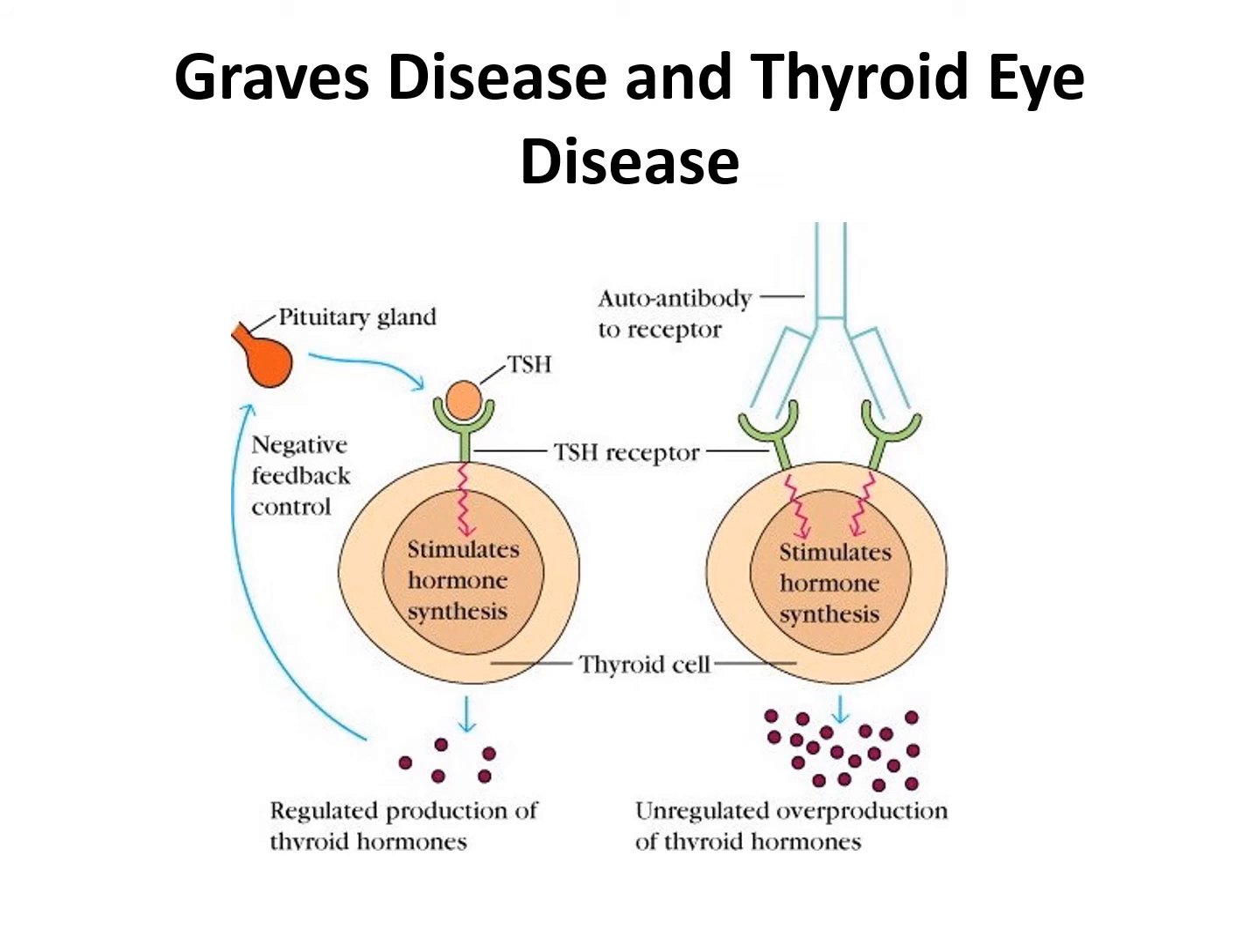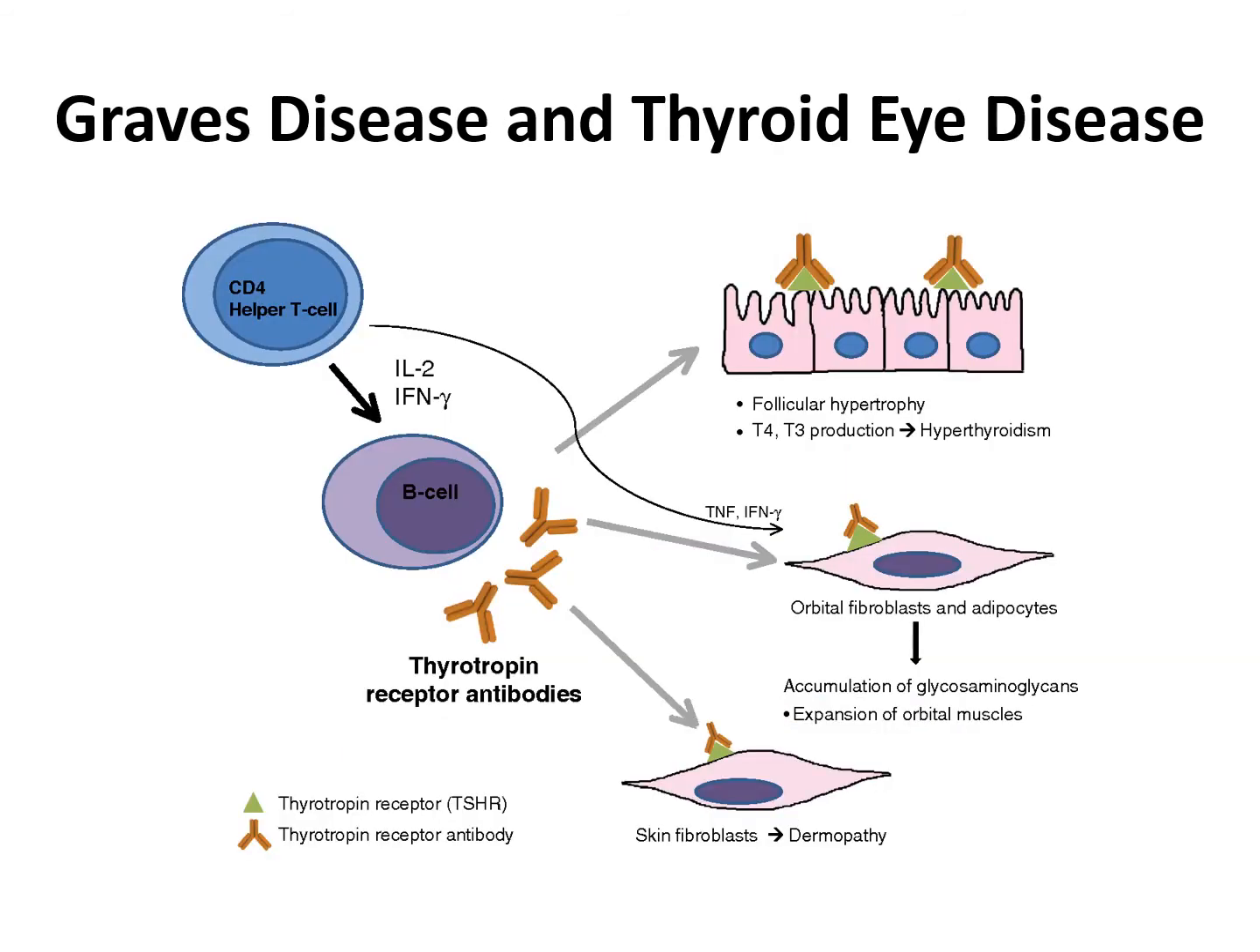When enough thyroxine is released into the blood of the normal subject, there will be a negative feedback that decreases the production of TSH. The diagram on the right side shows an autoantibody which activates the TSH receptors on the surface of thyroid cells, and this will lead to unregulated overproduction of thyroid hormone.